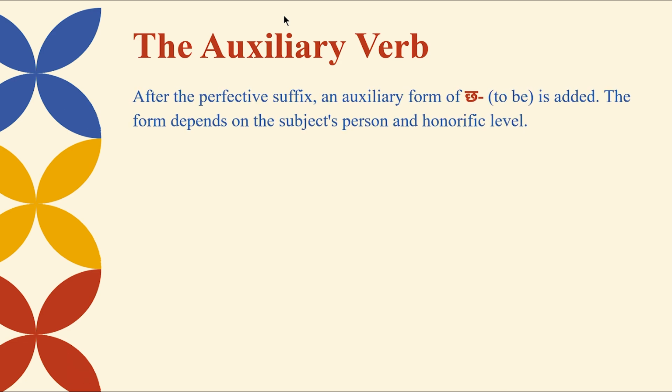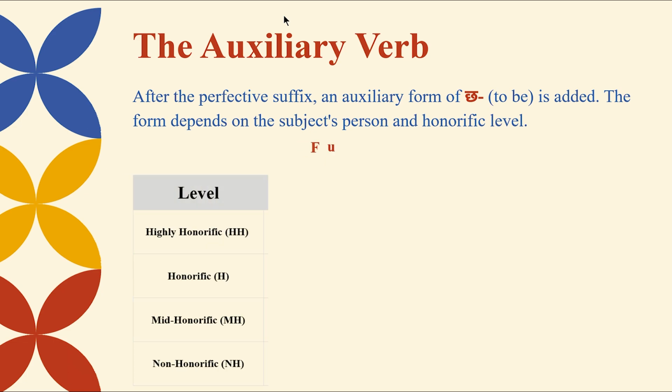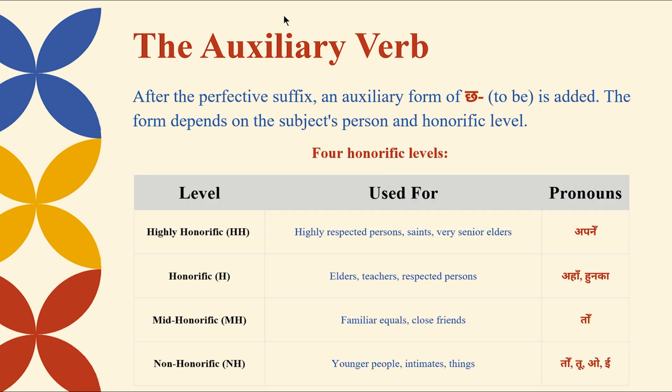Okay. So let's look at the auxiliary verb. After the perfective suffix, an auxiliary form of ch, to be, is added, like in the other sentence structures. The form depends on the subject's person and honorific level, and sometimes on the object as well, because Maithili shows object agreement as well. So with highly honorific level of subjects, the pronoun, as we have seen earlier, is apne. For honorific, it becomes aha or hunka. Mid honorific, it becomes to, and non honorific becomes tu, o, e.